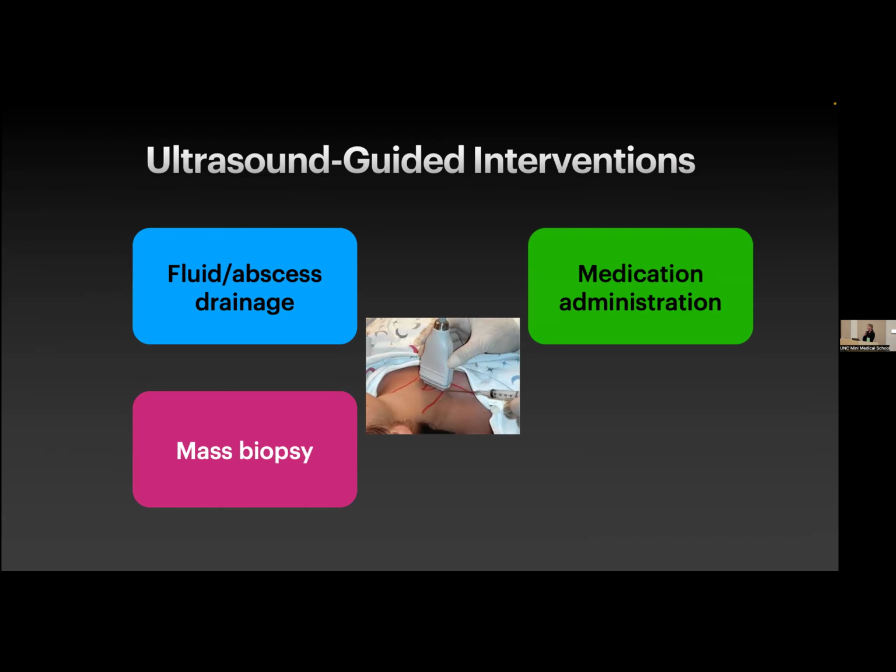You can also use ultrasound for medication administration. So there are clinical trials out there for things like melanoma patients where we can use chemotherapeutic agents and inject it directly into metastatic melanoma deposits. And you can do very focal treatment, you know.